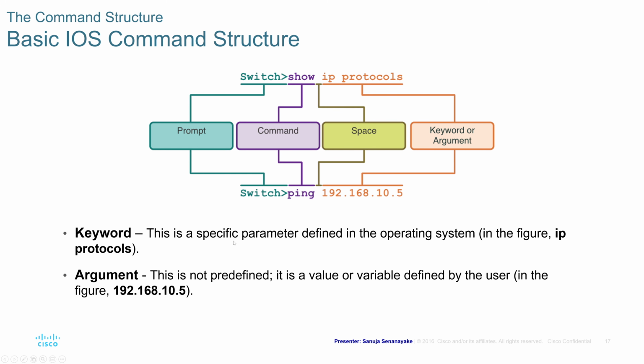So the keyword is a specific parameter defined in the IOS operating system. The argument is not predefined. It is a value or a variable defined by the user, but however, there are some limitations on what you can enter there. For example, like I said, it has to be ping hostname or ping IP address. You can't just enter random stuff here. So that's not very clearly defined on this slide, but I'm just telling you that so that you know that.